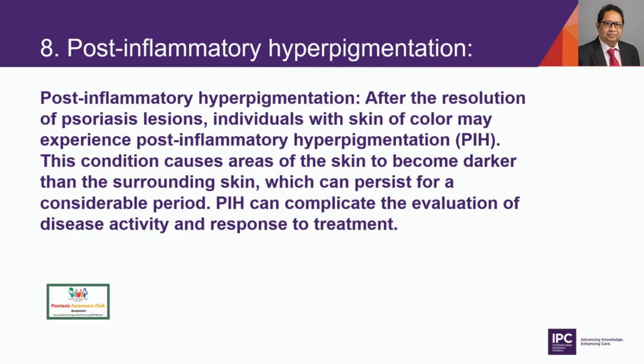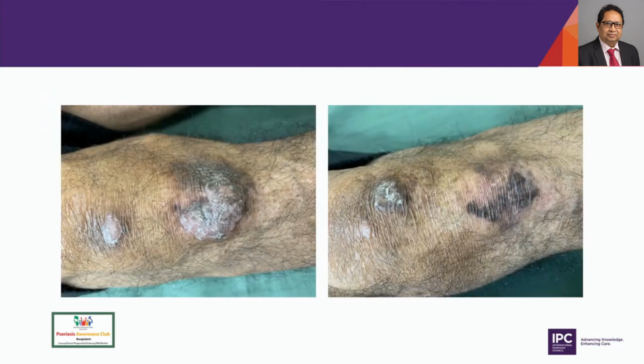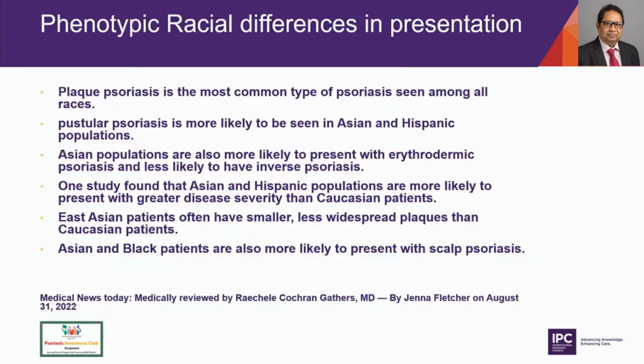After the resolution of the psoriasis lesion, individuals with skin of color may experience post-inflammatory hyperpigmentation. This condition causes areas of the skin to become darker than the surrounding skin, and that can complicate evaluation of the disease activity and response to treatment. You can see the plaque of psoriasis, when treated, becomes hyperpigmented, and it is sometimes confusing what this hyperpigmentation actually is.